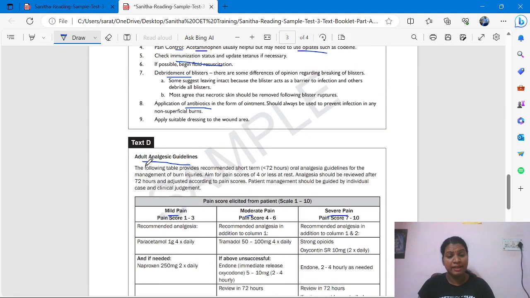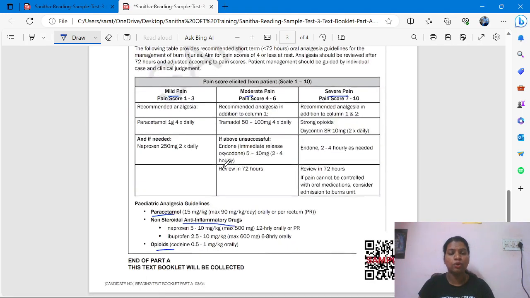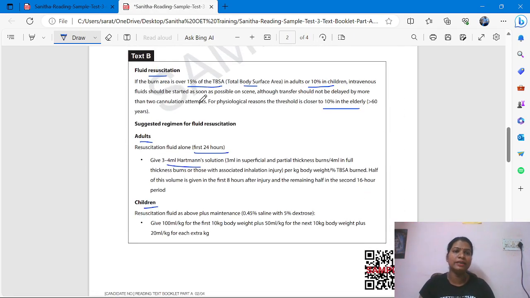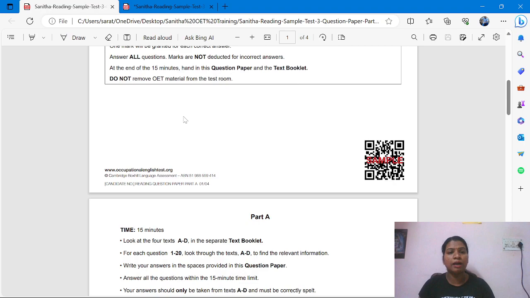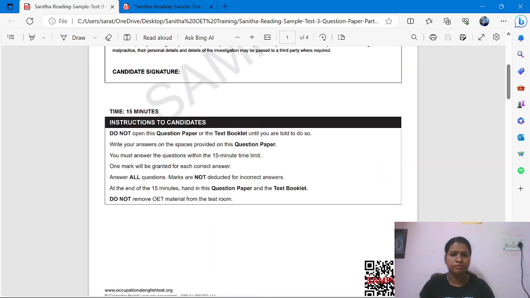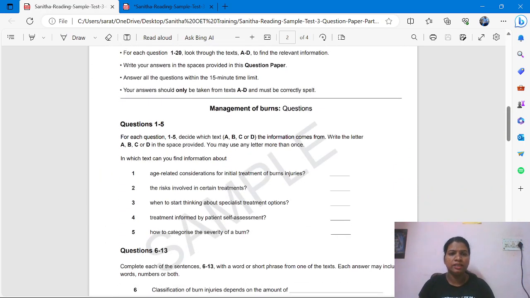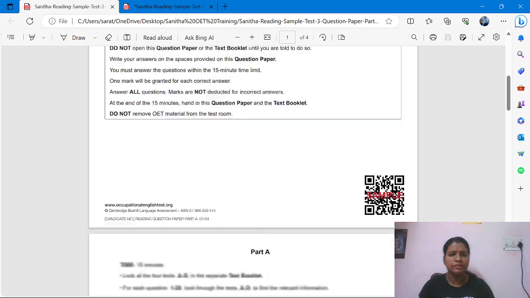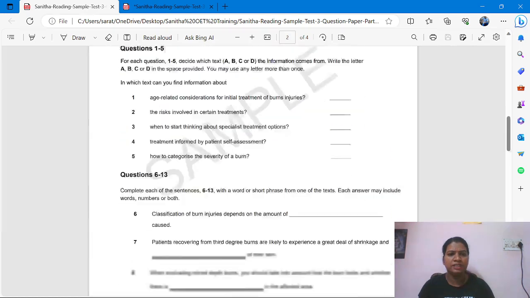Okay, adult analgesics guidelines. You have to just underline and you will get an idea. Then you have to come to the question. There is some information in the first section, instruction to candidates.